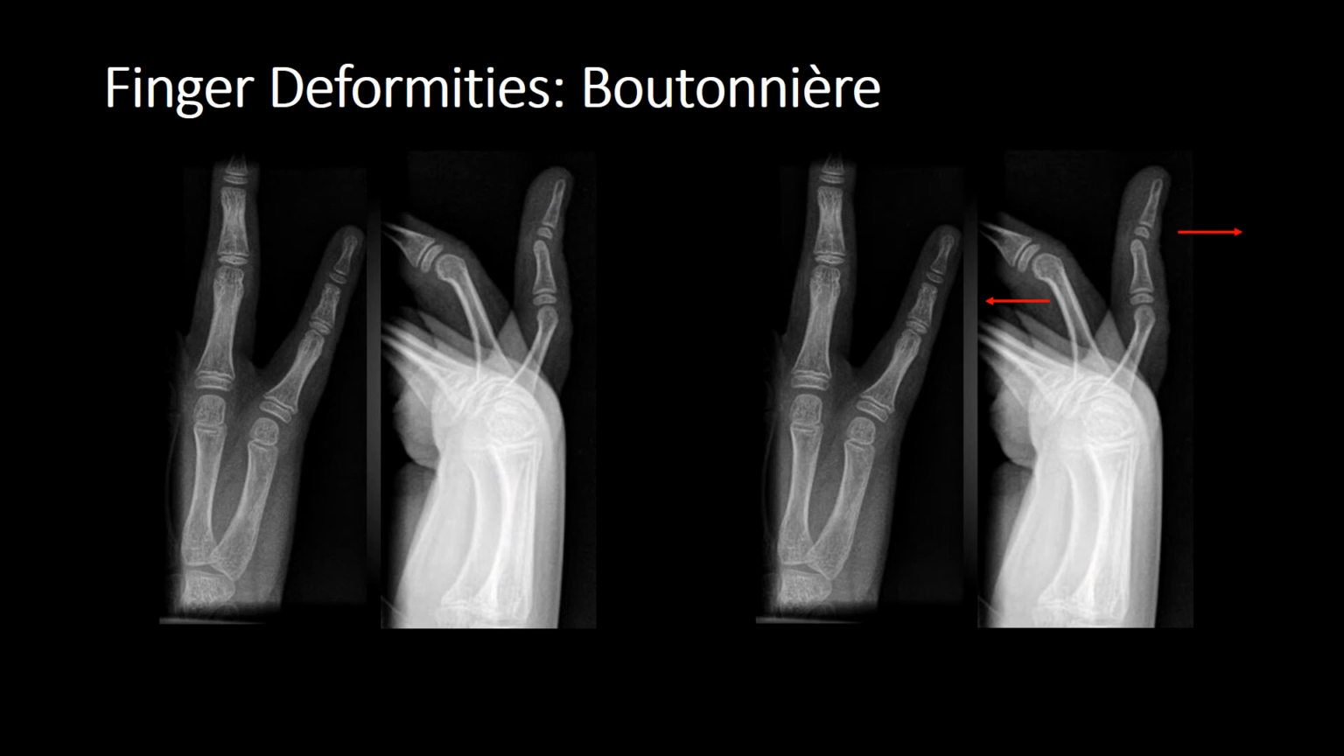Now, it's rare for this injury to be associated with a fracture fragment, but if it does, the fracture fragment will be located at the dorsal aspect of the base of the intermediate phalanx, and that will confirm an injury to that central slip.